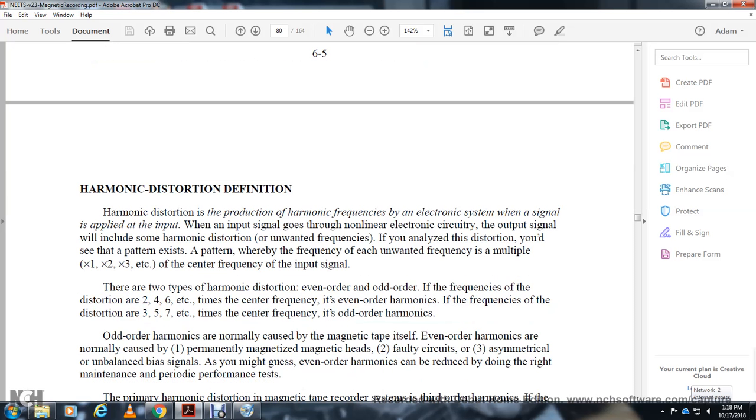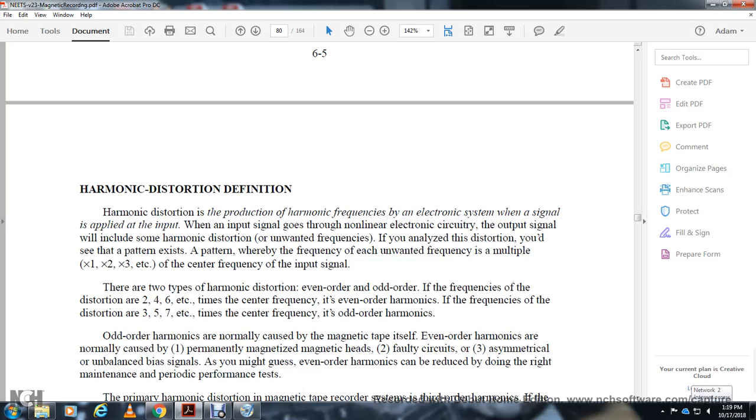Harmonic distortion is the production of harmonic frequencies in electrical output. When a signal is put into inputs that go through non-linear electrical circuits, the outputs will include harmonic distortion. The distortion frequencies are multiples of the input frequency: 1, 2, 3 times the input frequency. There are different types of harmonic distortion: even order, with distortion frequencies 2, 4, 6 times the input frequency.